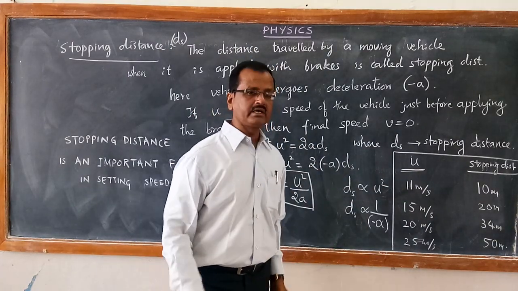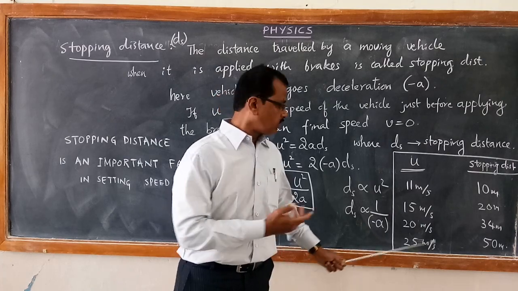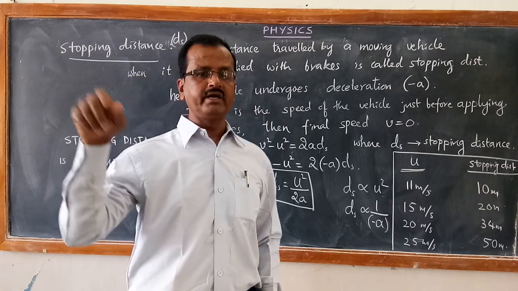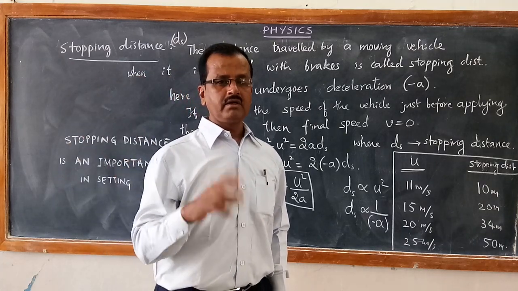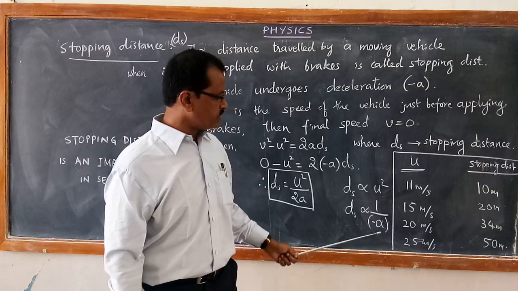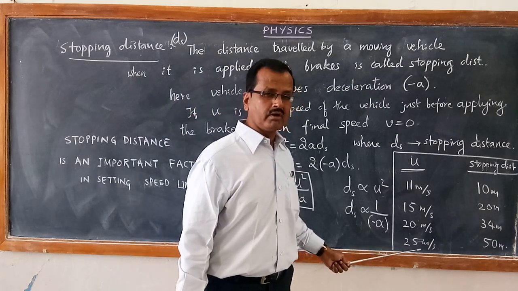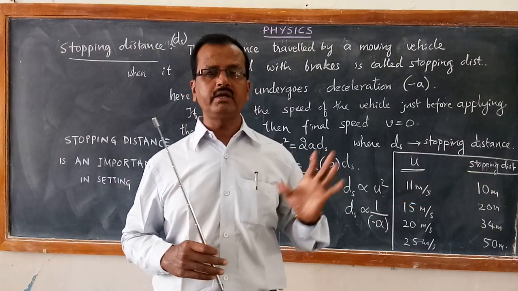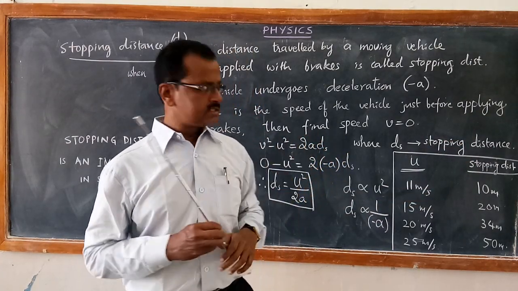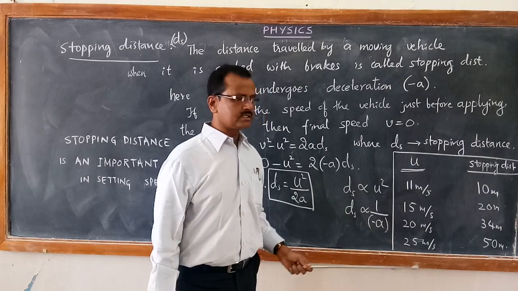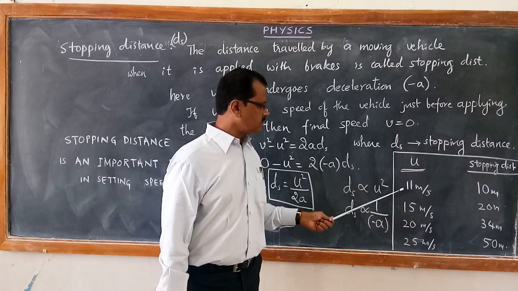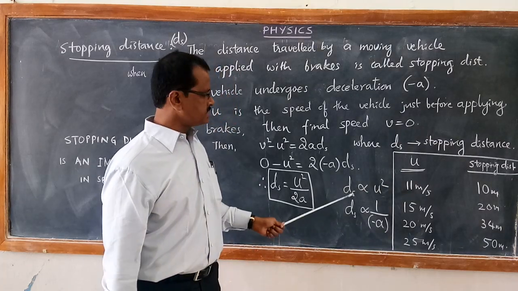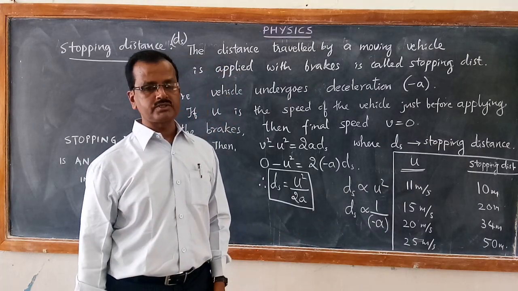In case the vehicle is going with very high speed, like 25 meter per second, 25 into 18 by 5, 5 ones are 5, 5 fives are 25, 18 fives are 90. If it is moving with 90 km per hour, you can observe it's going to cover a distance of 50 meter. Very, very dangerous. This is the meaning of the stopping distance, which depends on the square of the velocity. ds is directly proportional to the square of the velocity.